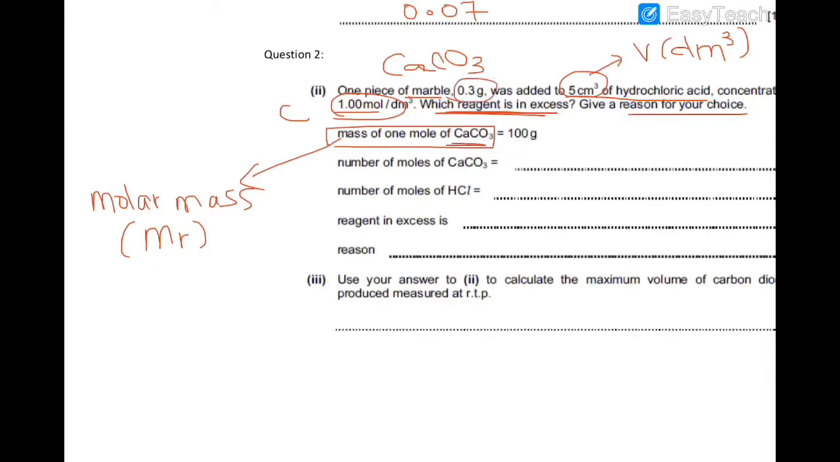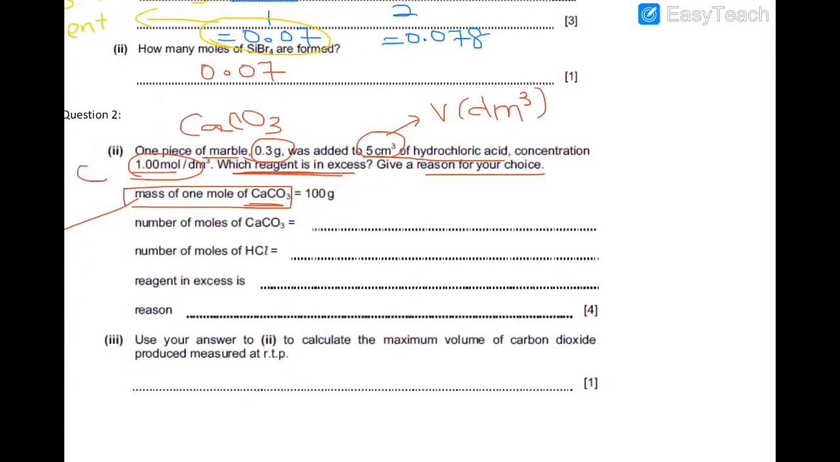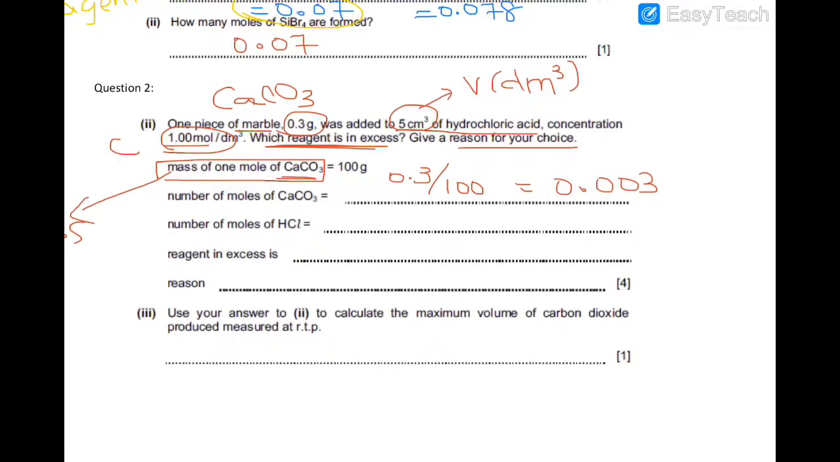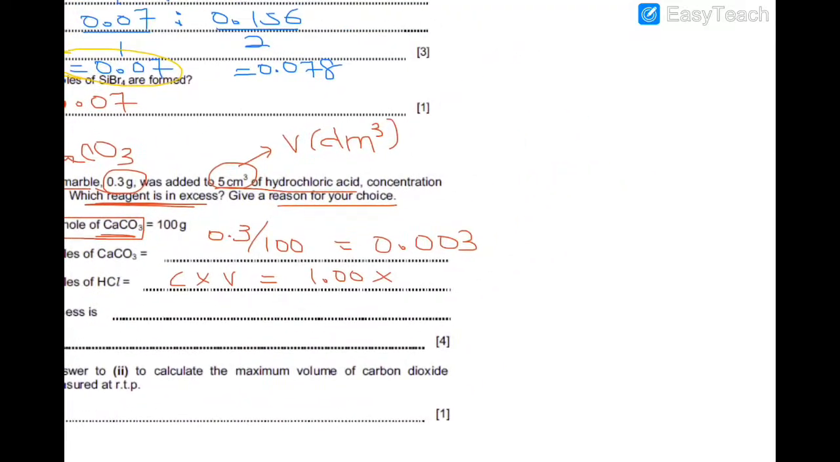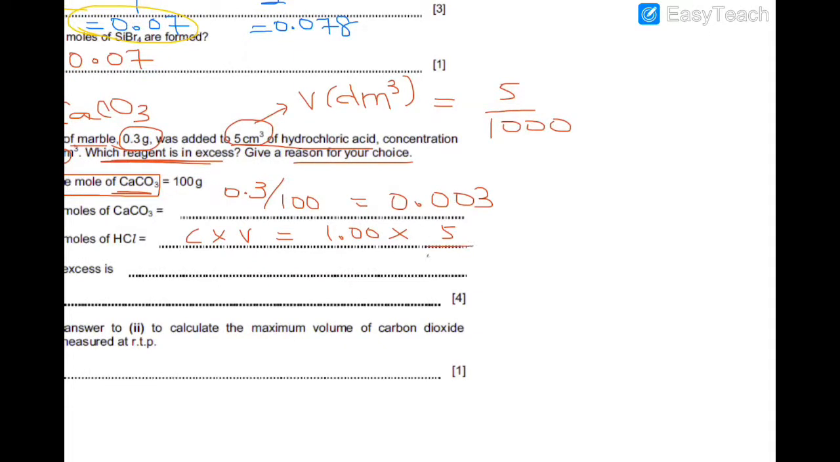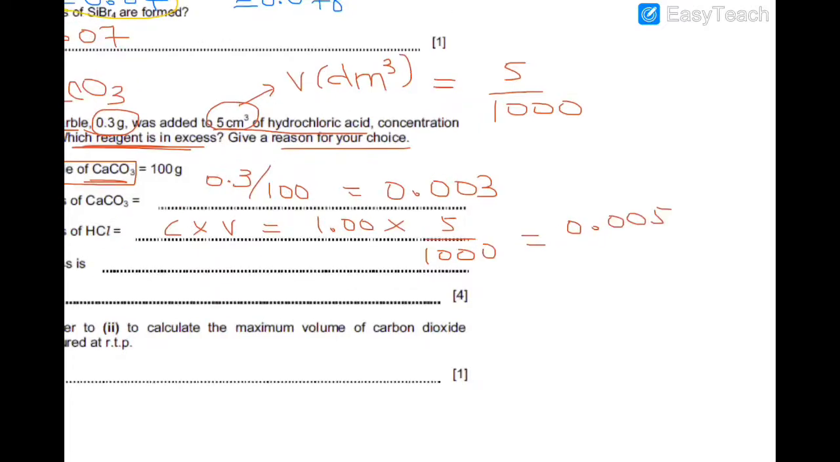You know the mass of calcium carbonate. So the number of moles is mass divided by MR. So 0.3 divided by 100. That's the number of moles of calcium carbonate. Now, number of moles of HCl is concentration times volume. Concentration is 1, volume is 5 centimeter cube. So if you convert that, it's 5 divided by 1000. So let me just put it like that. 5 divided by 1000. That's going to give me, here you go.